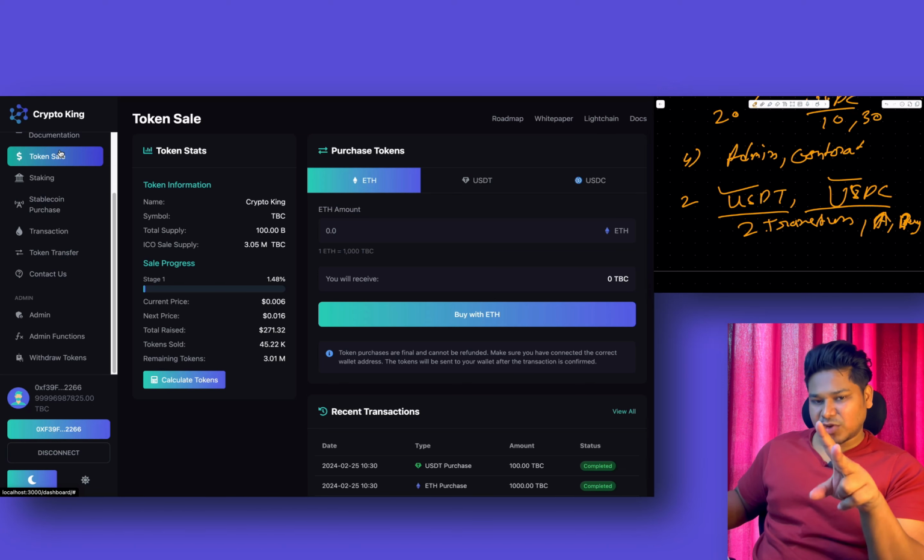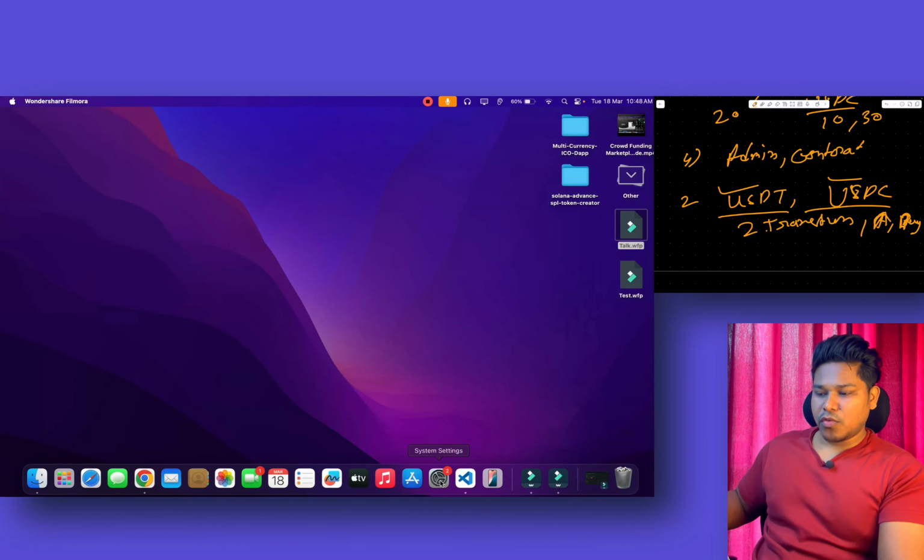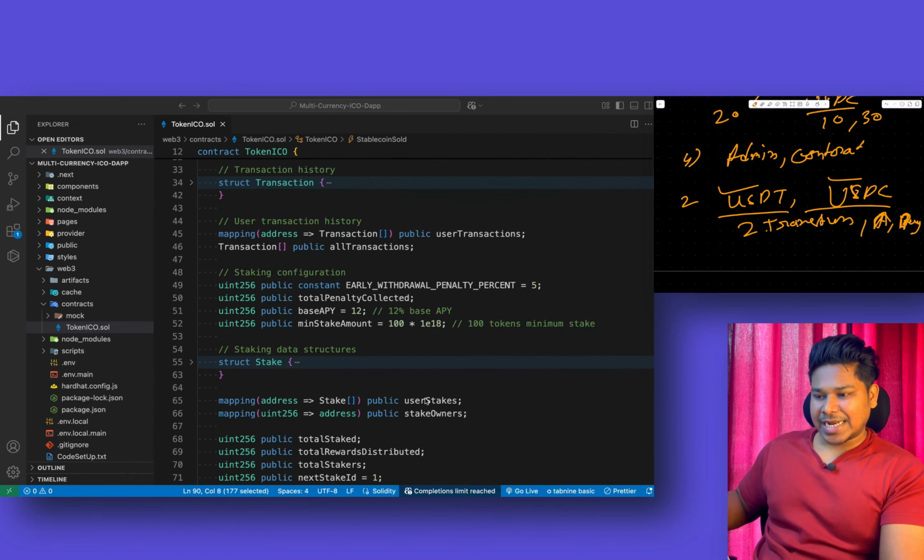So that's the thing which you have to keep in mind. It's going to take two transactions. And that's how the user can make the purchase and the entire transaction will take place in the contract. So let me show you the contract overview so you will have a clear-cut understanding of what exactly we are following.